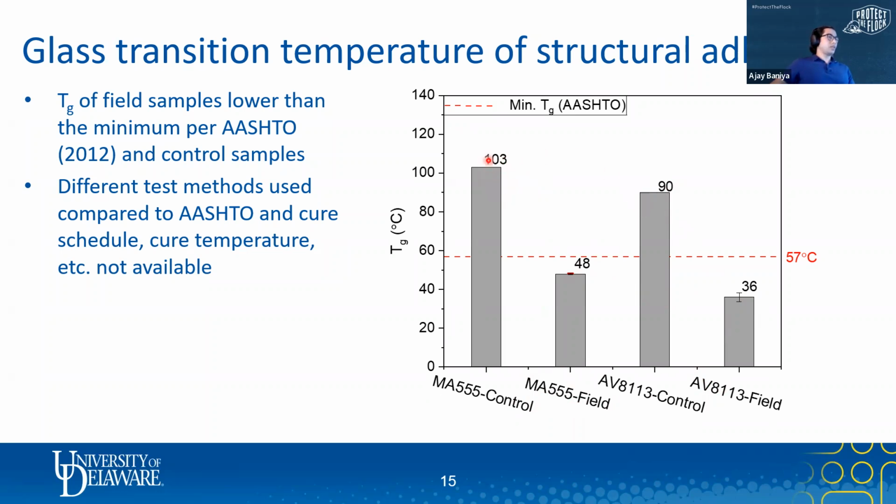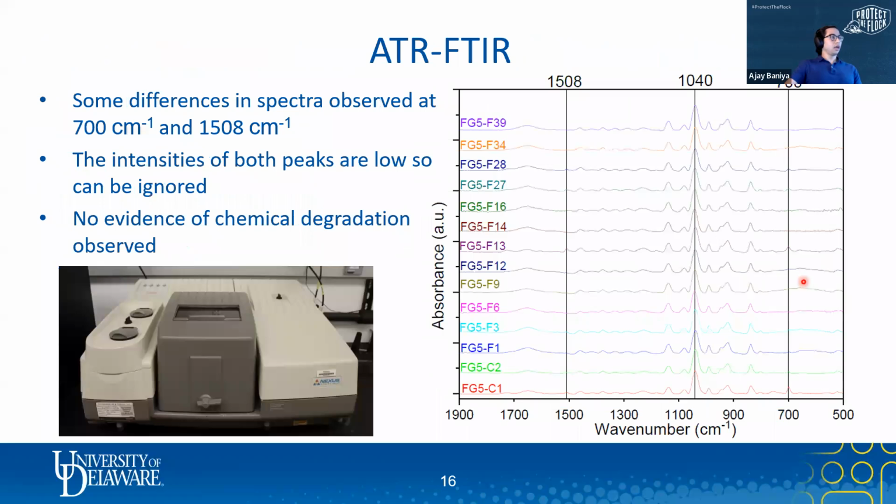Typically, when the Tg is this high, it is potentially due to the control curing, but at the same time we do not have any information, so we really can't make any judgment based on that. The Tg for field samples for both structural adhesives, MA555 and AV8113, were less than the 57 degrees minimum requirement, which is concerning.